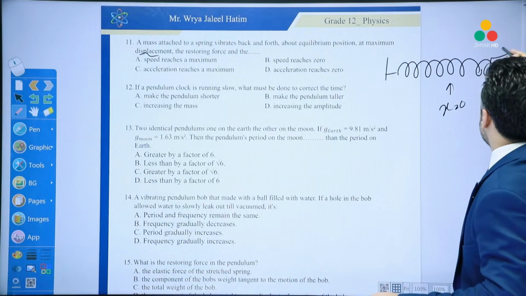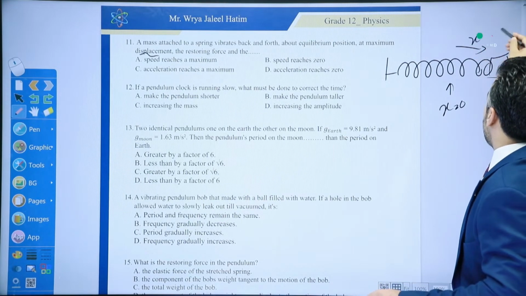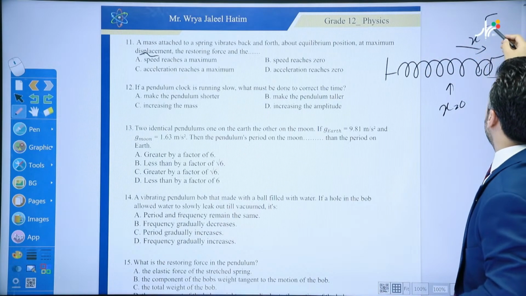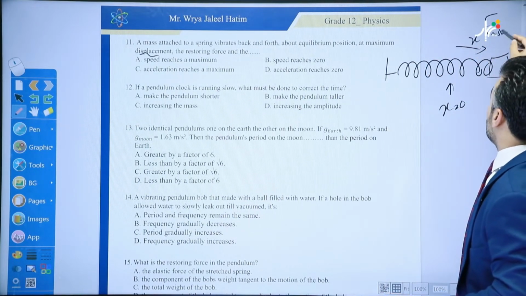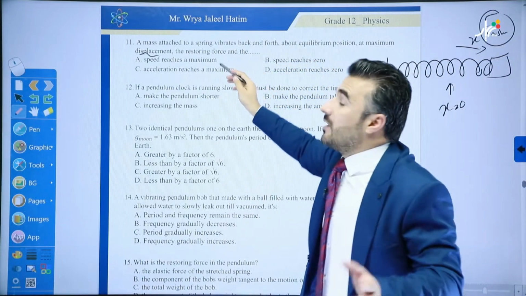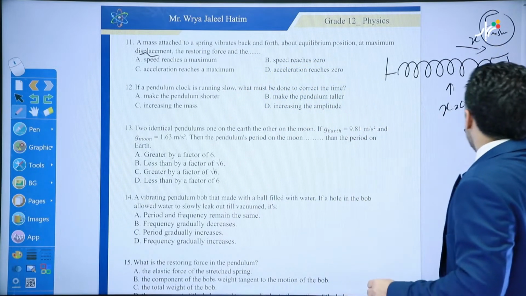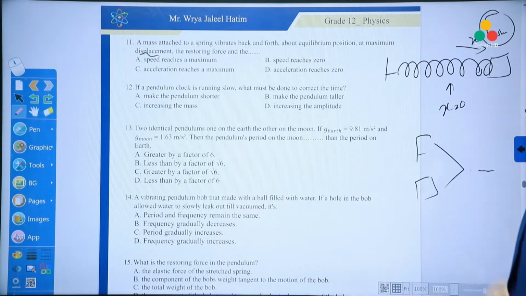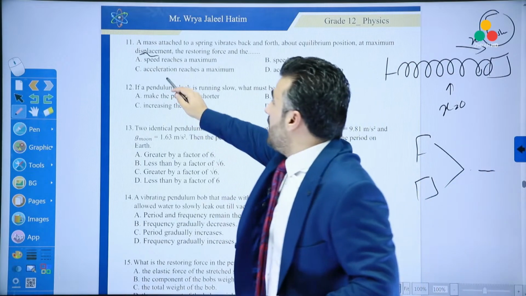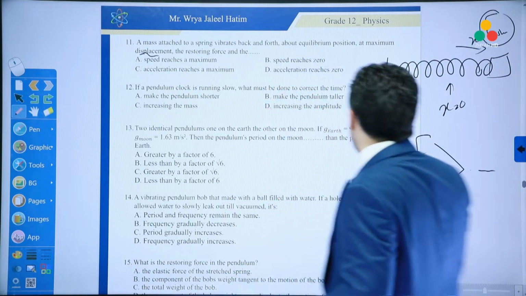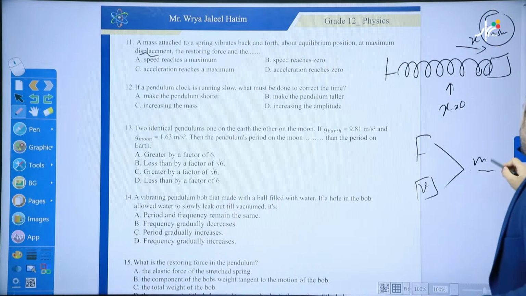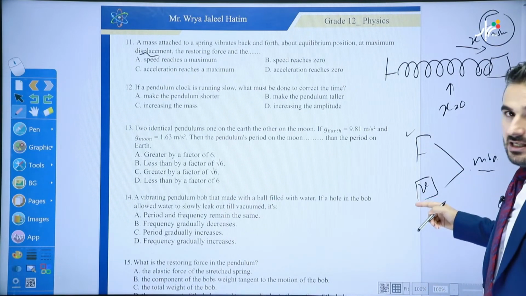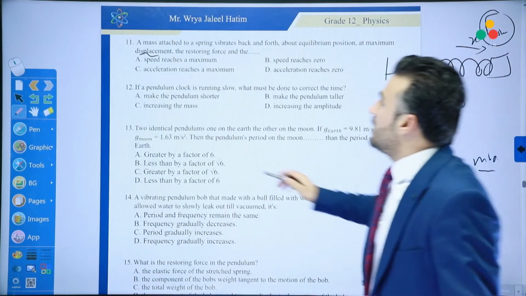At maximum displacement, that is here, if this is maximum x, we know that the restoring force and dash are what? Remember, when it says the restoring force, F, and what else is equal to this? The first option says the speed reaches its maximum. Can we put speed and then maximum here? Can we say these two are correct? It is true that the force is maximum, but can the speed be at maximum? The answer is no, so not option A.